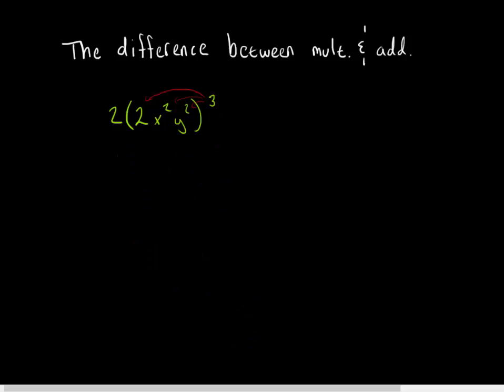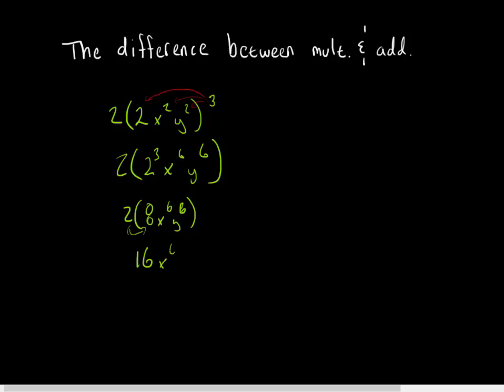Now, of course, I haven't made you multiply anything that large, but the principle is the same. 2 raised to the 3rd power, 2 times 3, so x raised to the 6th and y raised to the 6th power. But with a smaller exponent, it's easier to assign a value. 2 to the 3rd is 8, times x to the 6th, y to the 6th. And now we multiply the coefficients only, for a total of 16, x to the 6th, y to the 6th.